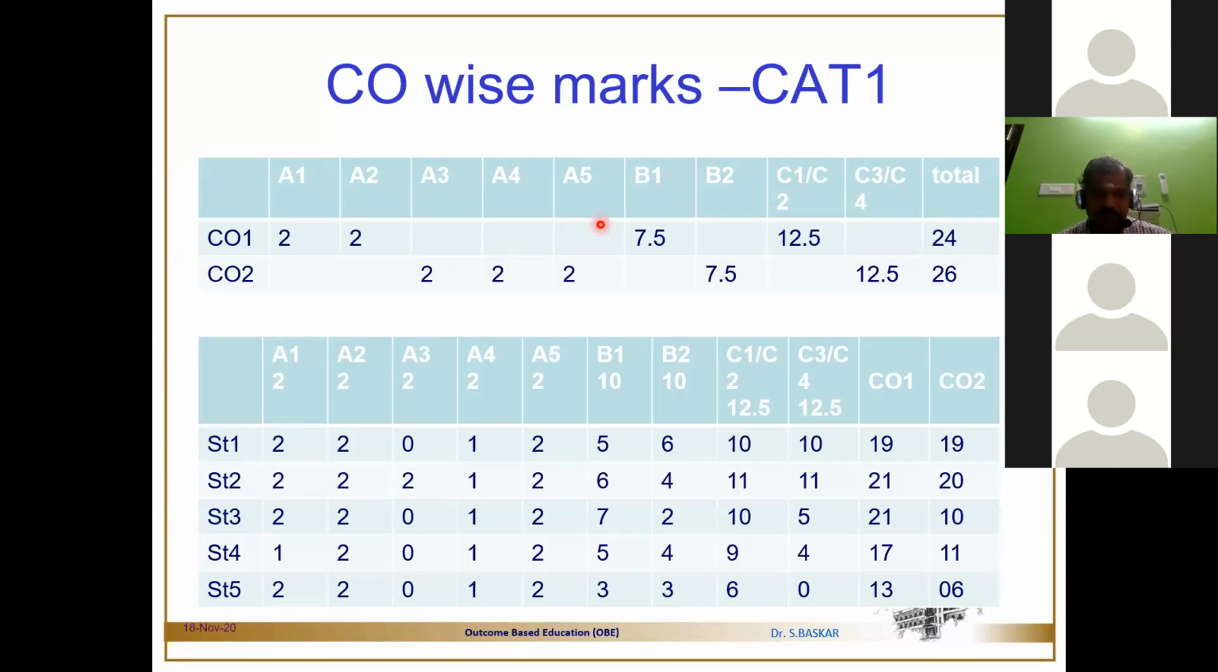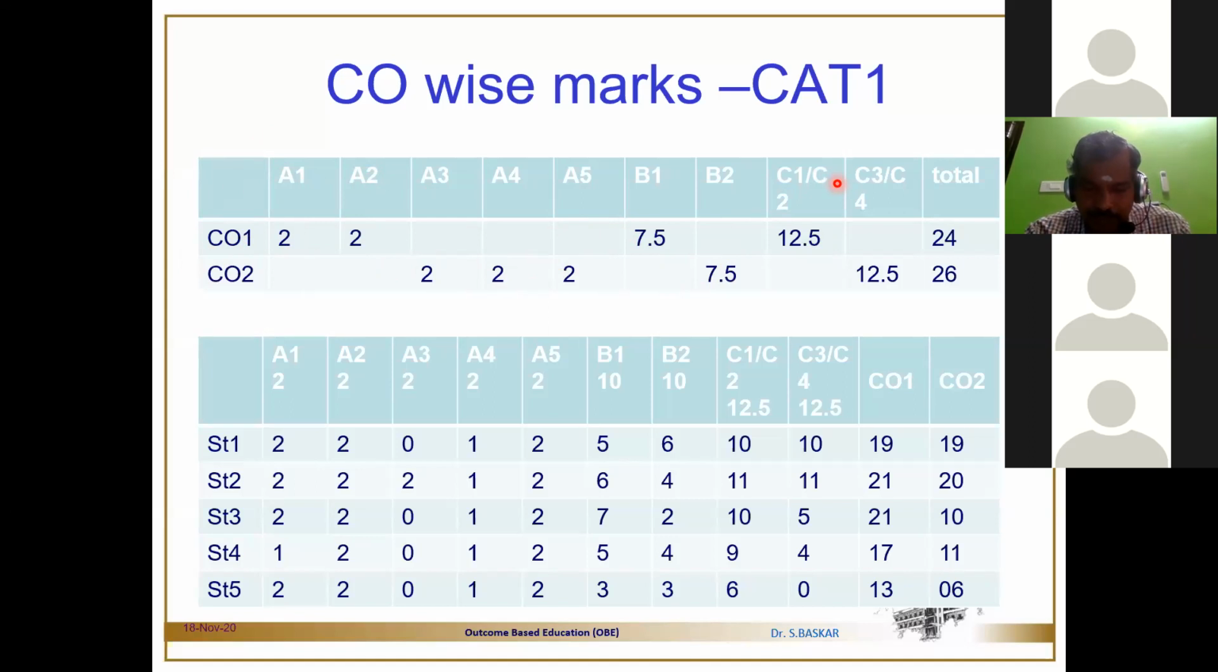This table gives the CO to question mapping, or question to CO mapping. You can see that questions A1 and A2 are mapped to CO1, B1 is also mapped to CO1, and C1 and C2 are mapped to CO1. Whenever you are giving a choice, the choice should be for the same CO. We should not have choices with different COs. Both questions should be mapped to the same CO.